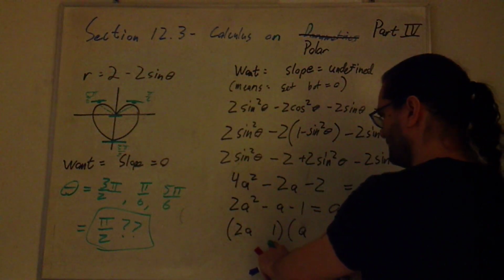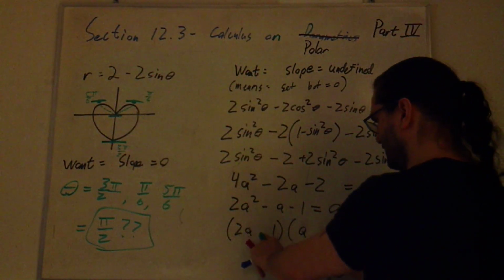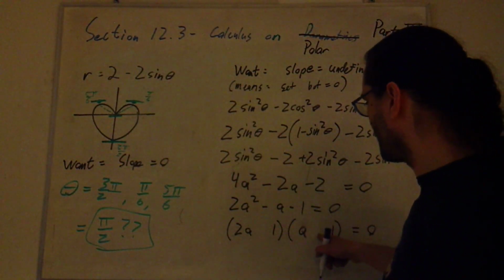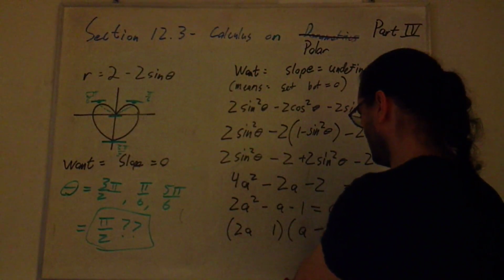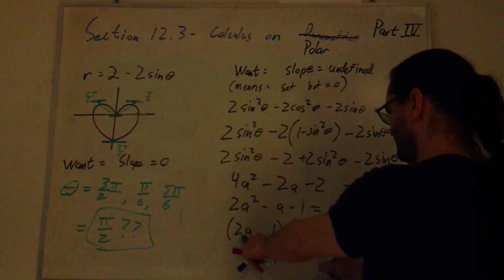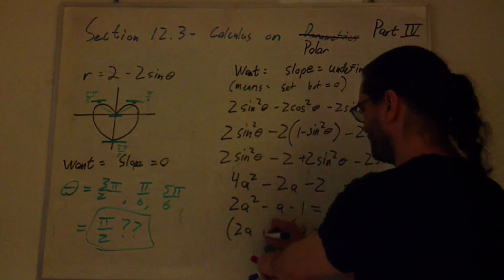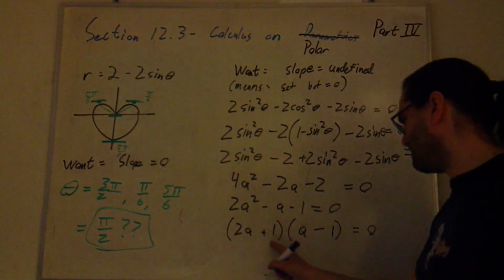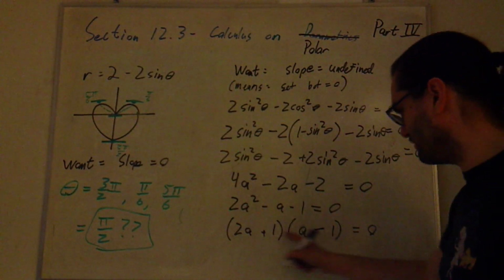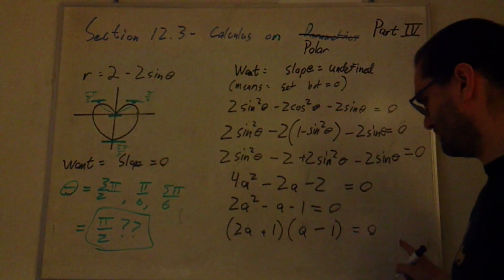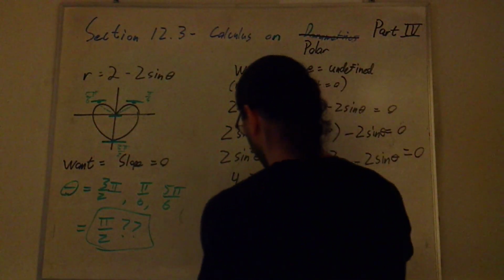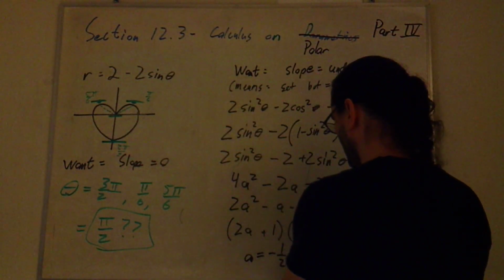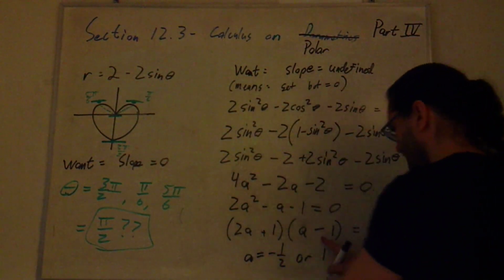The 1 on the back end, I need to use a positive 1 and a negative 1 in here if I'm going to multiply them to get negative 1. And I think this one has to be negative so that the middle terms give me a negative 2 and a positive 1 to add to the negative 1. Yeah. So 2a plus 1 times a minus 1. This should give me 0. So a equals negative 1/2 here, or 1 from here.